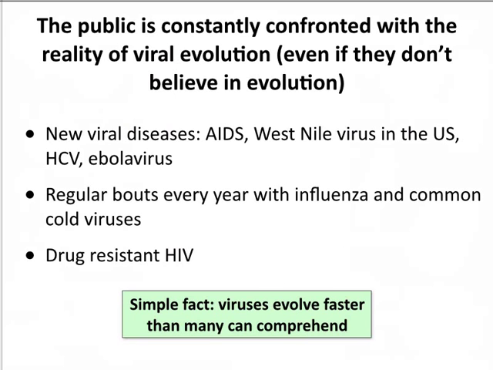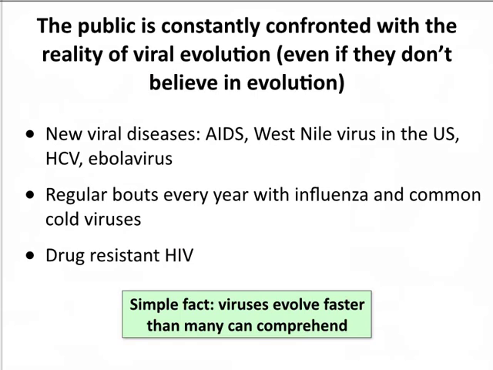Now, the public is always confronted with virus evolution, whether they believe it or not, because viruses change in ways that make very public occurrences. We have new viral diseases emerging like AIDS, West Nile, HCV, Ebola virus. These were not present at some previous point in time. We have new influenza viruses arising every year. We have a variety of common cold viruses. Drug resistance is an example of evolution. So people really don't understand this. When viruses change, when they emerge, when they become resistant, this is evolution at work.